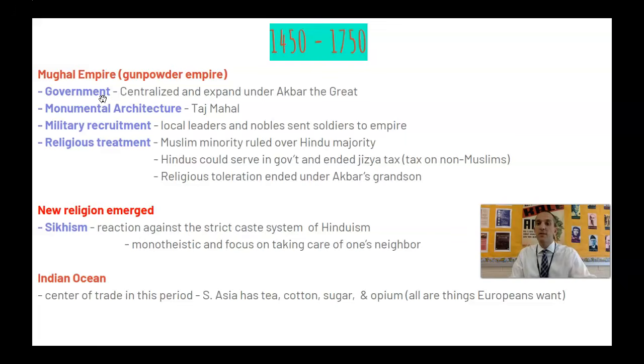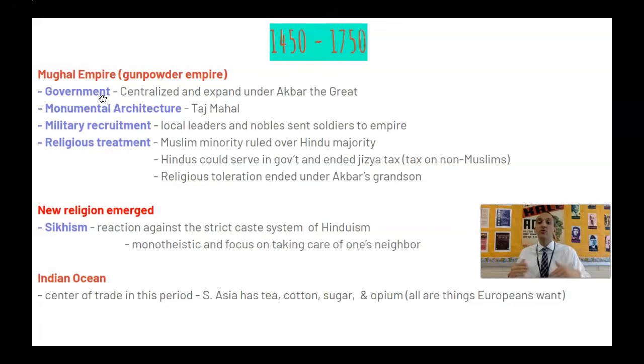So this is a Muslim-dominated government, with leaders who are ruling over a majority Hindu population. So the question becomes, what do you do? Do you force people to become Muslim, or do you allow religious toleration? The Mughal leaders determine that it's best for them to allow religious toleration, because Islam is a minority religion, maybe like 15, 20%, and they're going to allow this religious toleration.